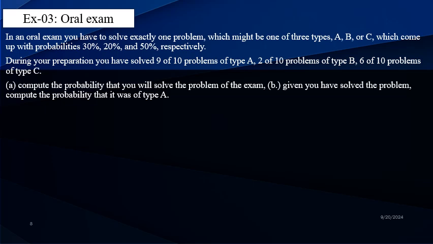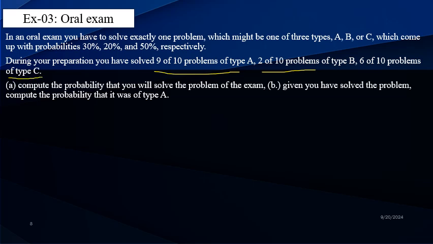Okay. During your preparation, you have solved 9 of 10 problems of type A during the preparation. 9 of 10 problems of type A you have solved. Then 2 of 10 problems of type B you have solved, and 6 of 10 problems of type C you have solved. This one is the given information.